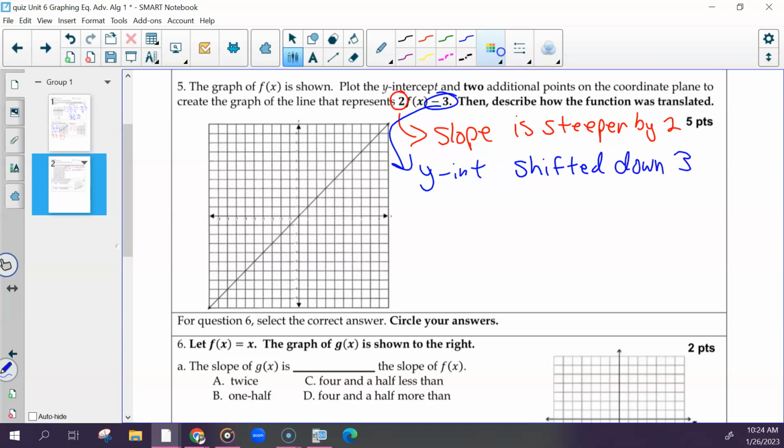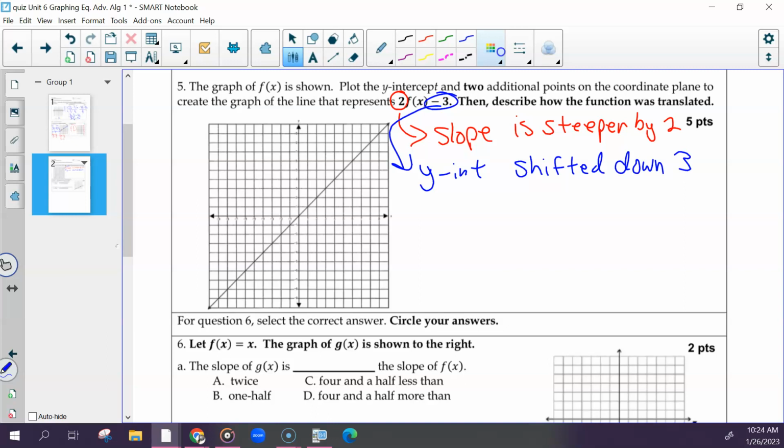Some of you were putting the slope reflected, but there's not a negative in front of the 2, so that's not what happened. Some of you said the slope stayed the same, which also did not happen because of the 2. Some of you were saying the y-intercept reflected, which is not a thing. So don't mix those 2 things. Reflected is only for slope.